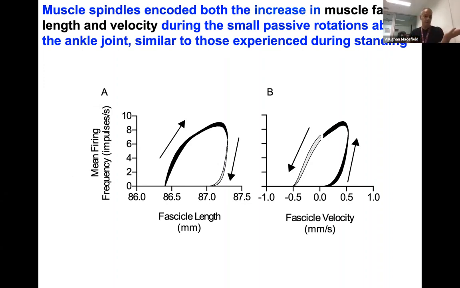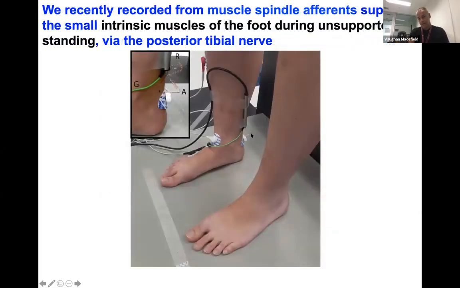We're recording from the common peroneal nerve, but we were interested in recording from muscle spindles in the foot, the tiny intrinsic muscles of the foot during free, unsupported standing. Now, this hadn't been done before. So we developed an approach where we inserted a microelectrode into the posterior tibial nerve, which is located behind the medial malleolus of the ankle.